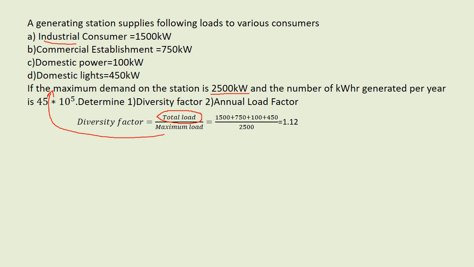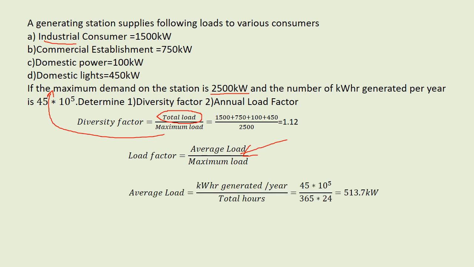Next, the kilowatt hours generated per year is 45 into 10 raised to the power 5. So we need to find out the annual load factor. We have already defined annual load factor in the previous slides. The load factor is the average load upon the maximum load. So we need to first calculate the average load because we already know the maximum load.